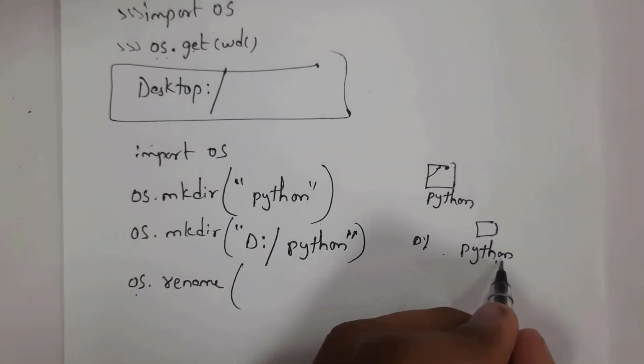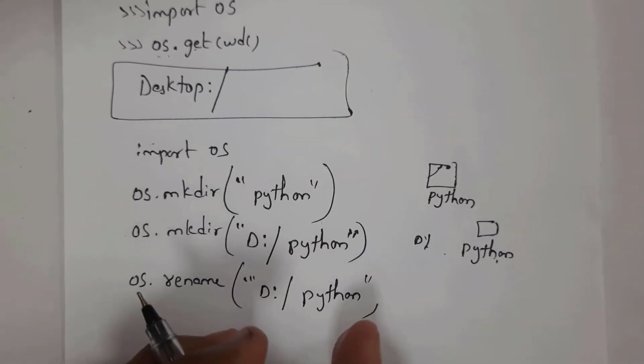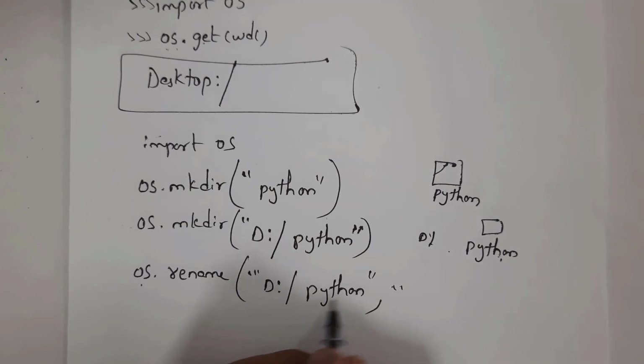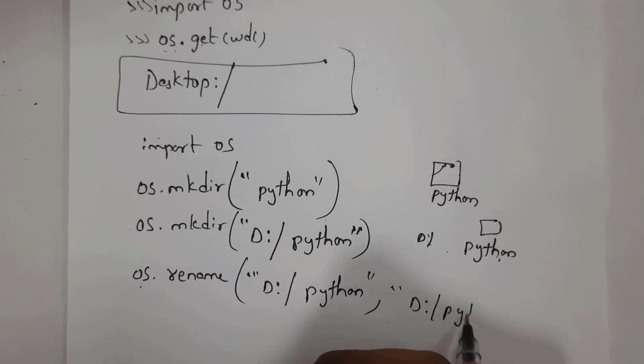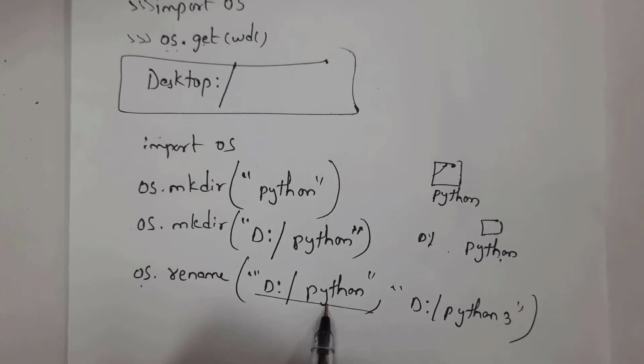I want to rename Python, which is present in local disk D. So just write here local disk D Python. Take this in double quotations, comma, and I want to change this folder name Python to Python 3. So just write here Python 3 in double quotations. Whenever you run this line of code, it will change this folder name Python to Python 3.